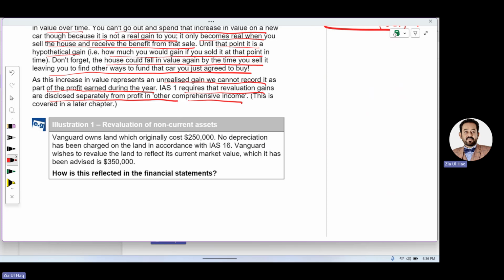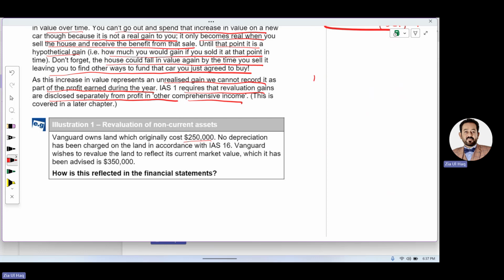So, illustration 1. Vanguard owns land which originally cost 250. No depreciation has been charged on the land. IAS 16 says land is excluded from depreciation. Why? Because its life cannot be determined. Land is held indefinitely. That's why it will not be depreciated.